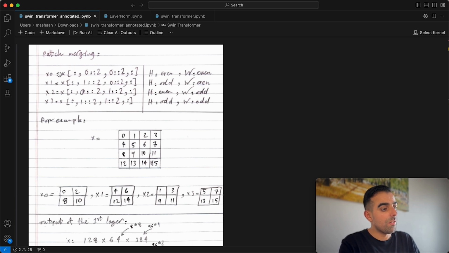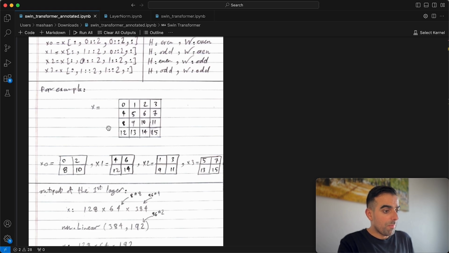It creates 4 multidimensional arrays, x0, x1, x2, x3. In x0, it takes all the images in the batch and all the channels, and it samples the even rows and even columns. So H even and W even. X1 samples odd rows and even columns. X2 samples even rows and odd columns. And X3 samples odd rows and odd columns.